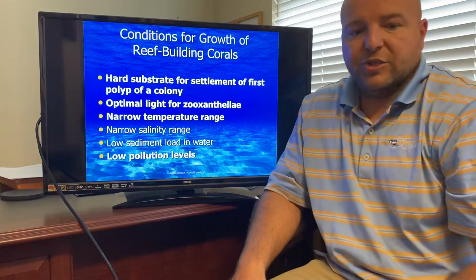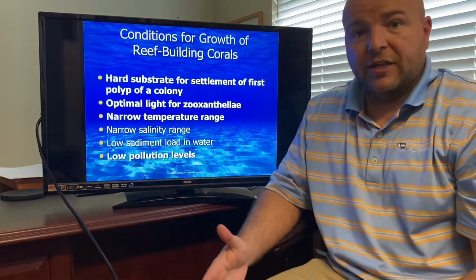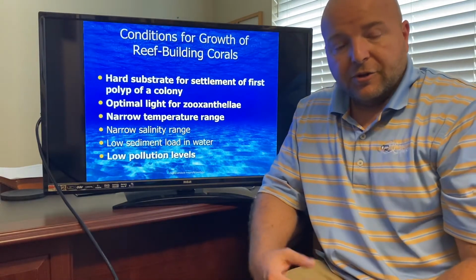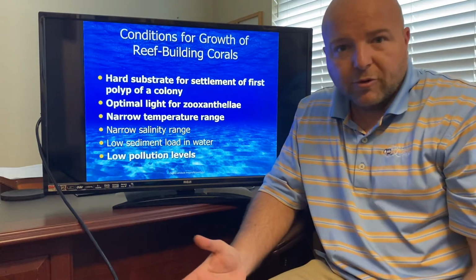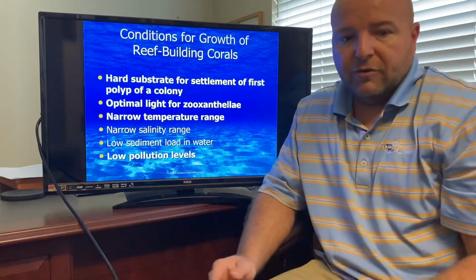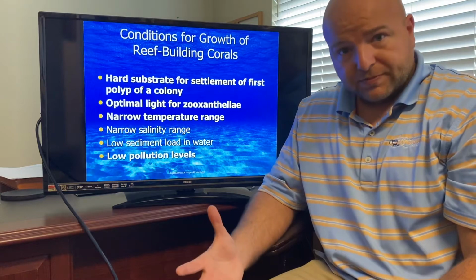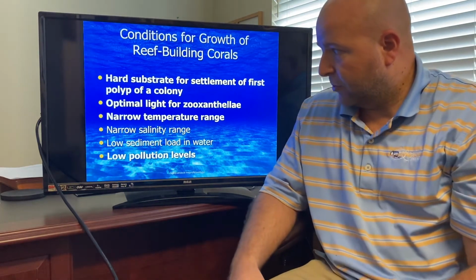Conditions for growth. For reef building corals, there are a couple of things that have to be in place in order for a reef to be able to grow. There needs to be a hard substrate. We've talked about before, kind of a term for a rock surface, not always rock, but for a reef, it almost always is. That first polyp gets there, settles, and a colony starts to form around it.